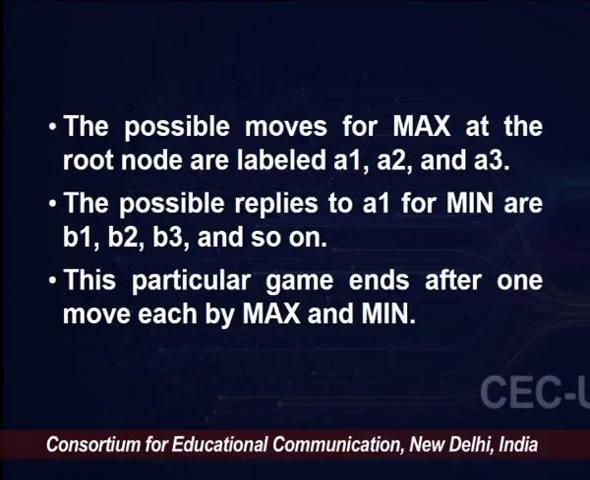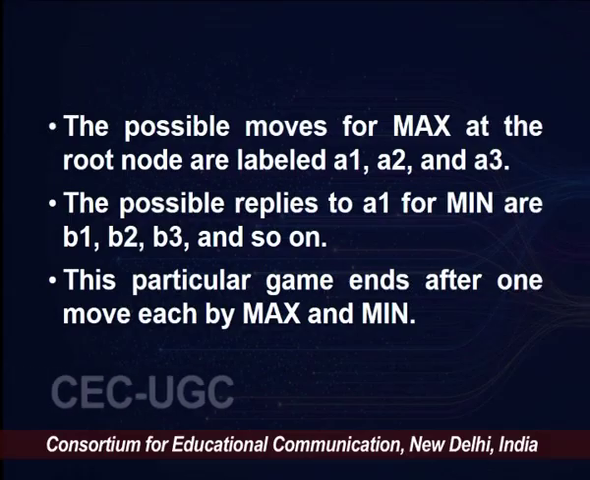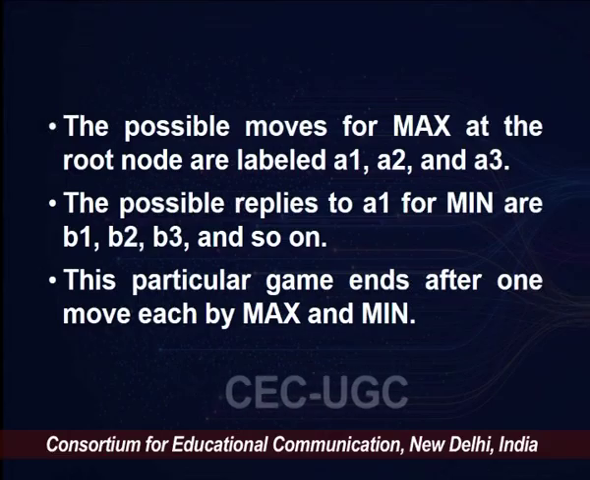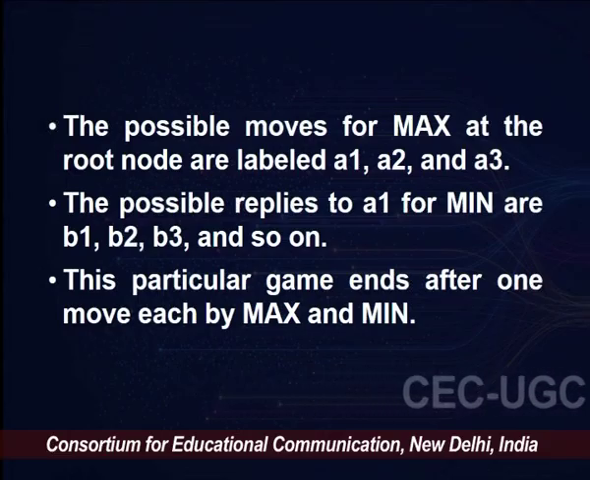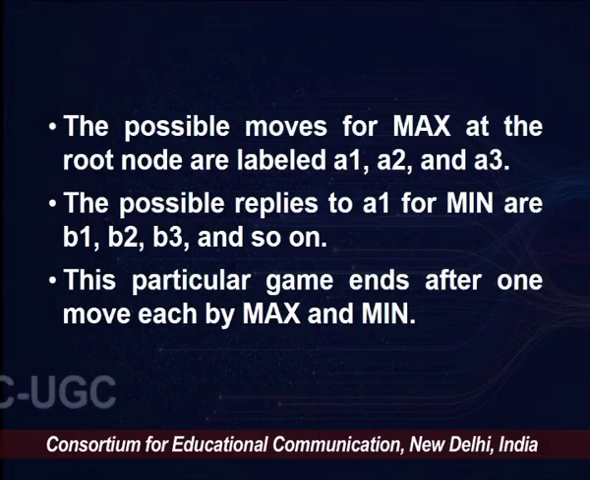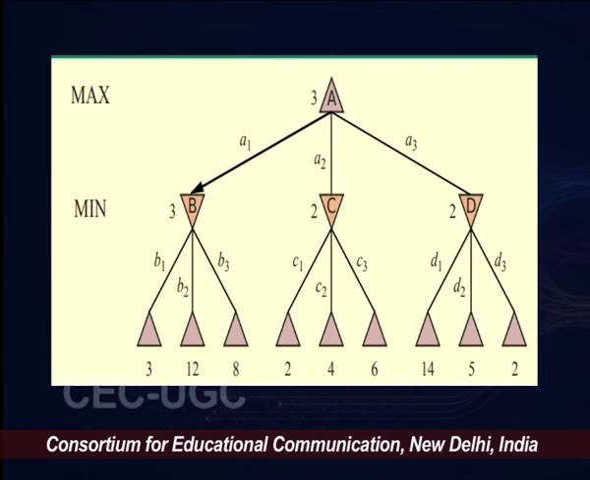Now, within this minimax search, the possible moves for max at the root node will be labeled as, let us say, A1, A2, A3. The possible replies to A1 for min can be B1, B2, B3 and so forth. I am going to show this with the help of an example, with the help of a figure soon, and this particular game is going to end after one move each by max and min. So, this kind of a game tree, if you can see.